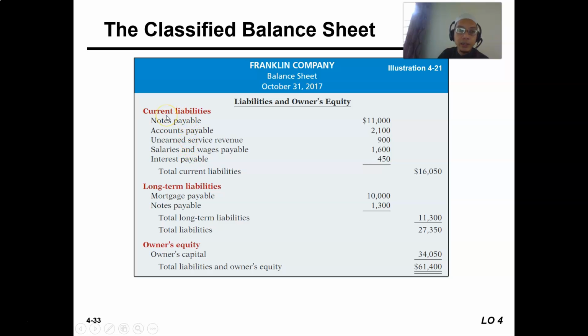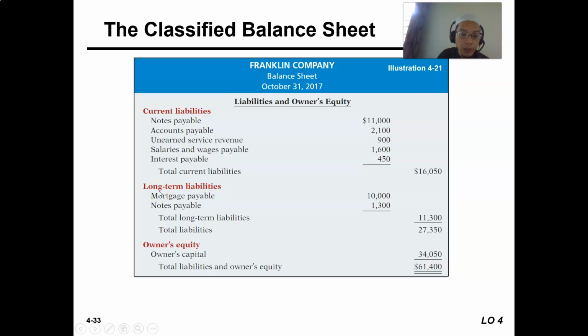Again, when we say current, it means that it is an obligation, because a liability is an obligation of the company to satisfy. They need to pay up for the debt within one accounting period. When we say it's a current liability, they are expected to pay these amounts within one accounting period.